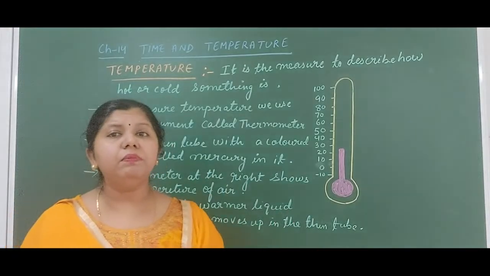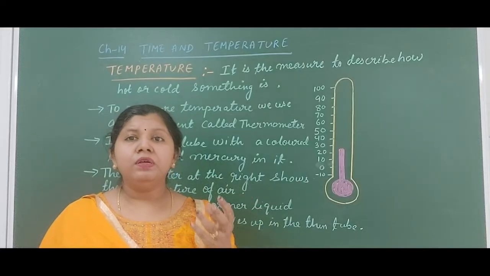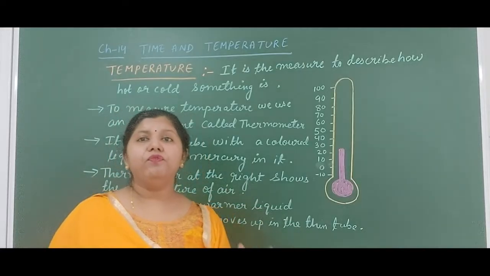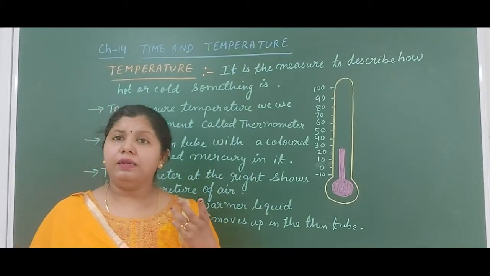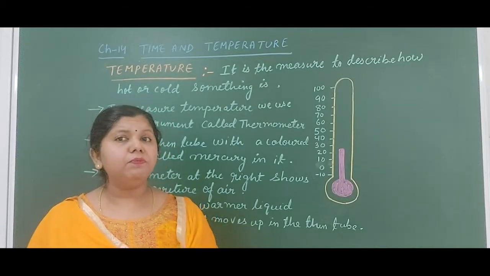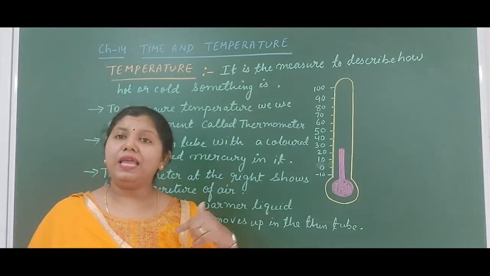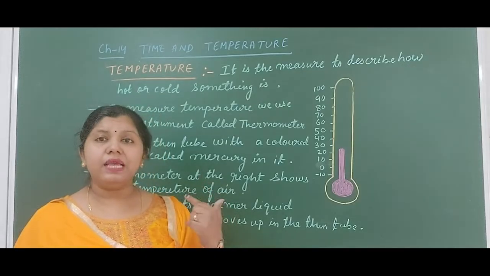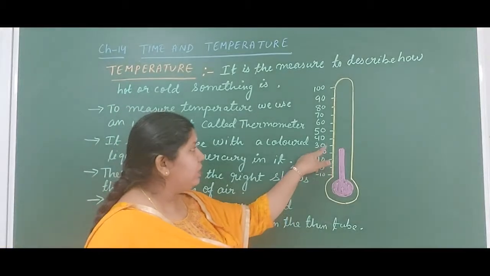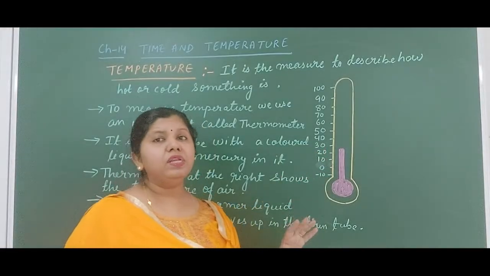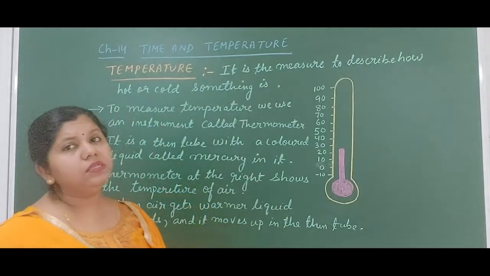Room temperature, how will it be measured? See the air. We all are surrounded by air. The temperature of the air will tell you what the room temperature is. As the temperature of the air, that is the warmth of the air, increases, what happens? Mercury will expand, and it will stay constant in one position. So as here it is showing between 20 and 30, 25 degrees centigrade is the temperature of the room presently. I hope this is clear.